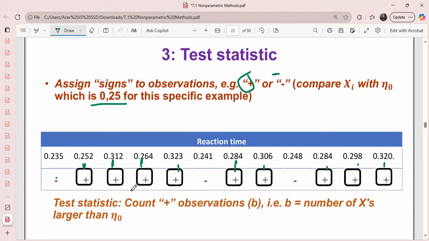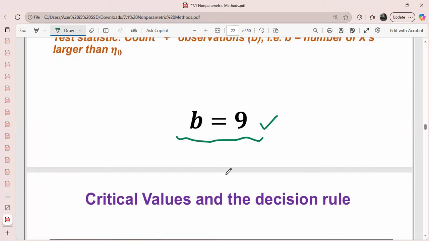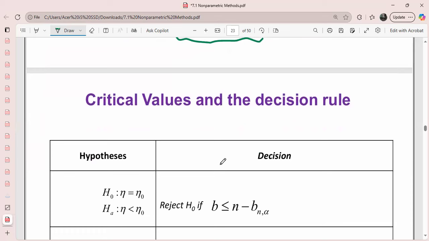1, and now here it's 4, 5, 6, 7, 8, 9. The value of B will be equal to 9. We're looking at the values that are larger than the population median. Okay, let's see now.